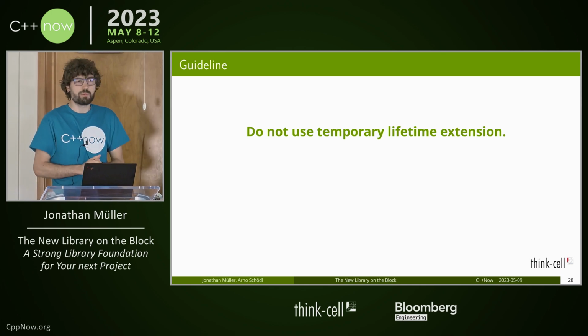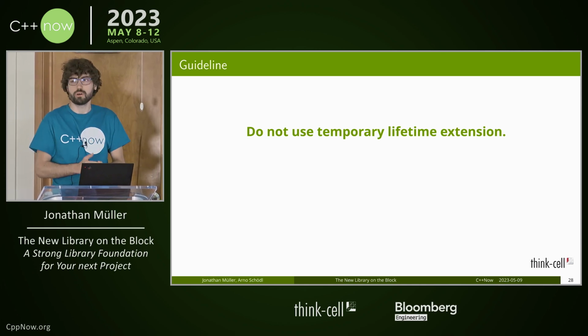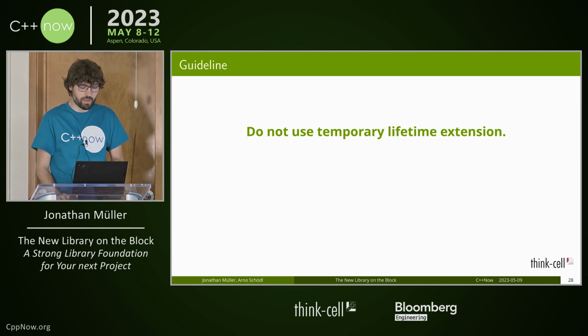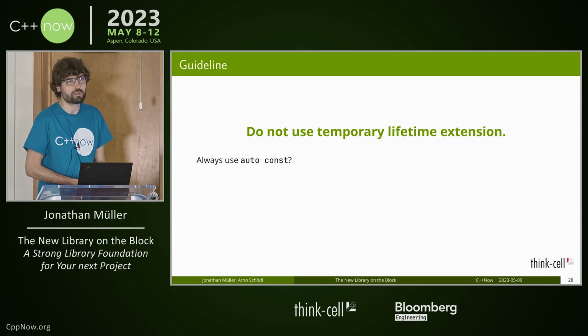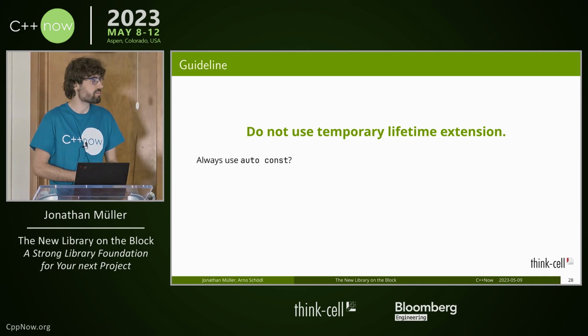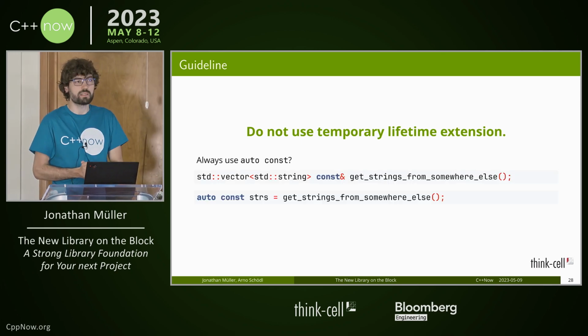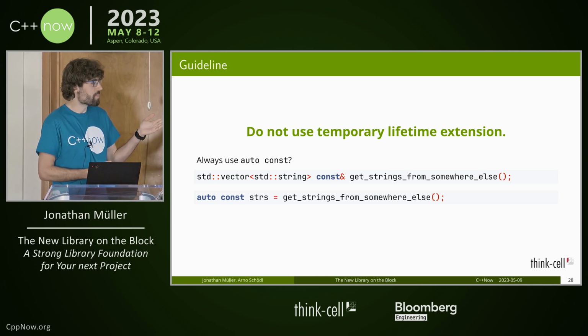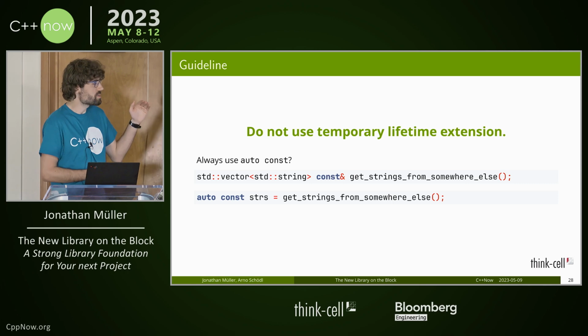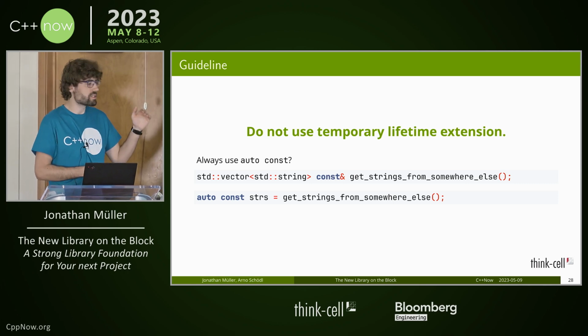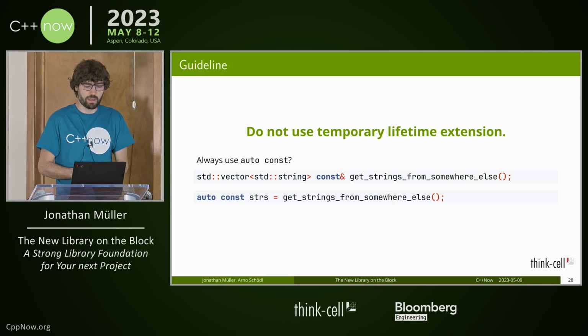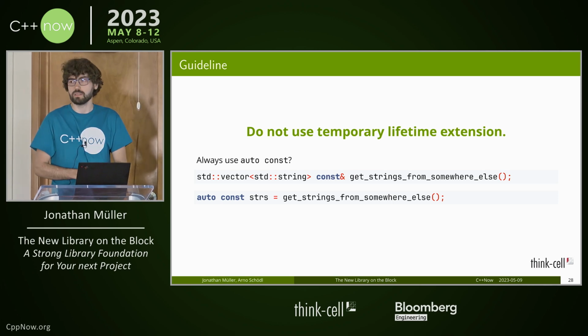So what do we do when we want to store the result of a call somewhere in a temporary variable? Well, we could always use auto const, right? Just call a function, store everything with auto const. But when we have a function like get strings from somewhere else, which already gives us a stable lvalue reference, this is an unnecessary copy, right? The object lives long enough, so we don't need to copy it. We can just bind an lvalue reference there.